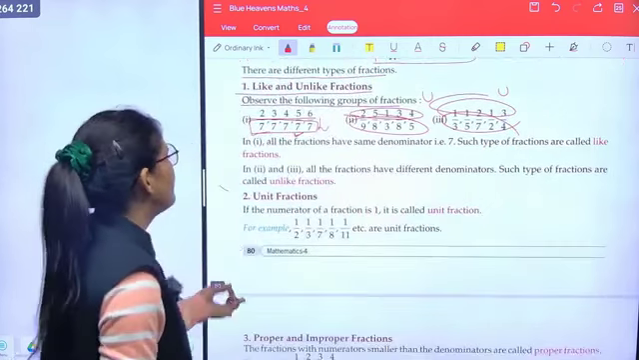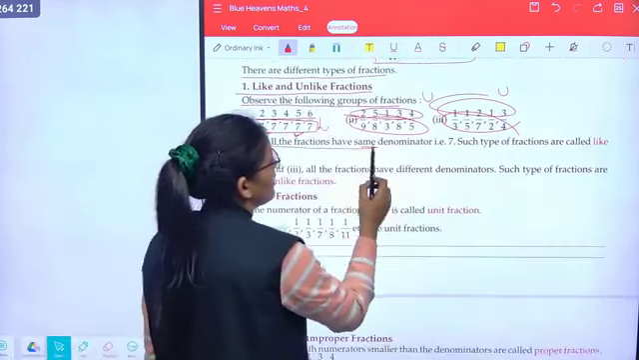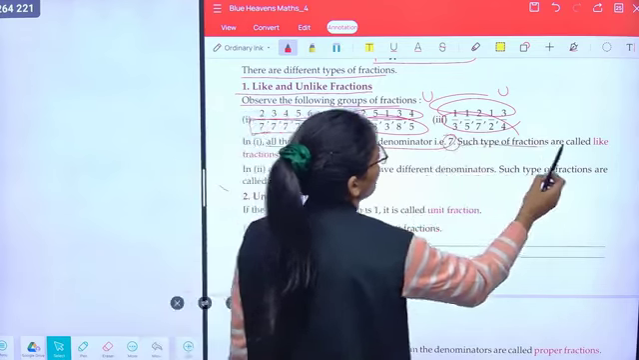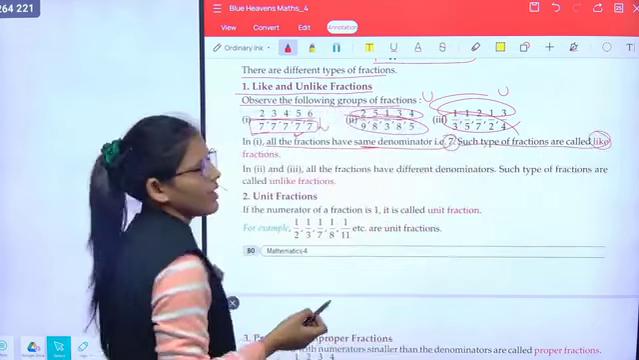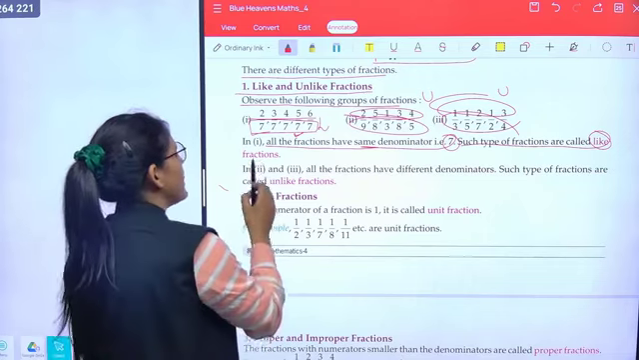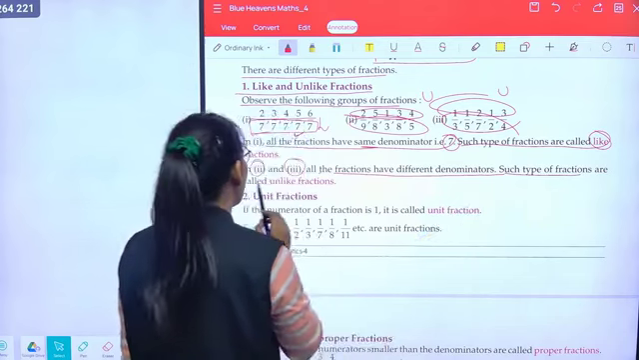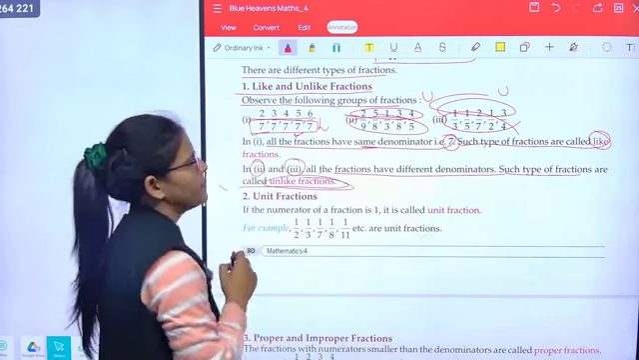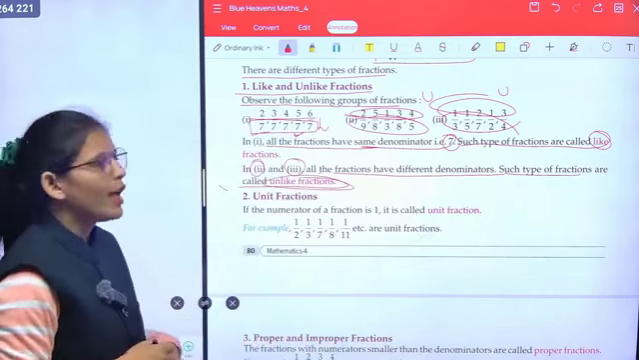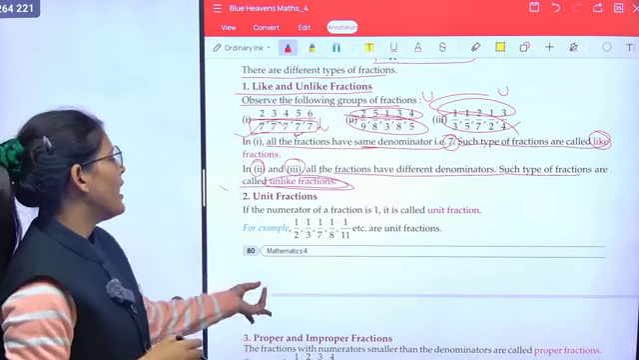Okay class, in the first group all the fractions have the same denominator, that is 7. Such type of fractions are called like fractions, as I told you. Now in the second and third, all the fractions have different denominators. Such type of fractions are unlike fractions. Okay, those whose denominators are not the same are unlike, and those whose denominators are the same are like fractions.